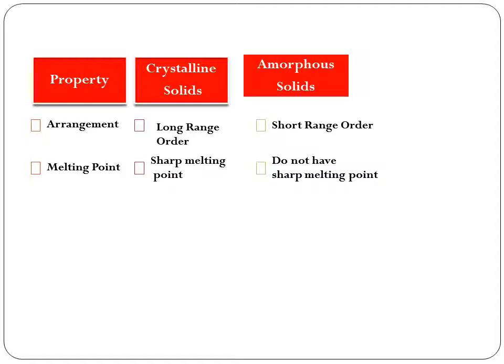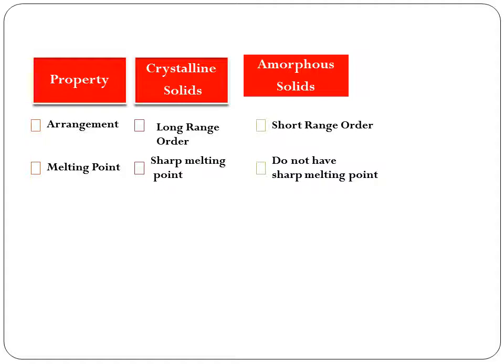So crystalline solids, due to the long range order, have a sharp melting point. What do you mean by sharp melting point? Crystalline solids melt at a particular temperature. Say for example, a given metal melts at 300 degrees Celsius. So this is the sharp melting point, dear student. What we can say means it melts at a particular temperature.